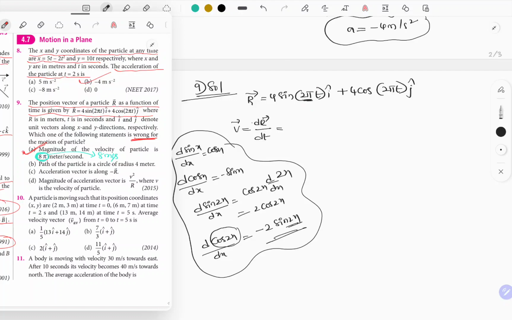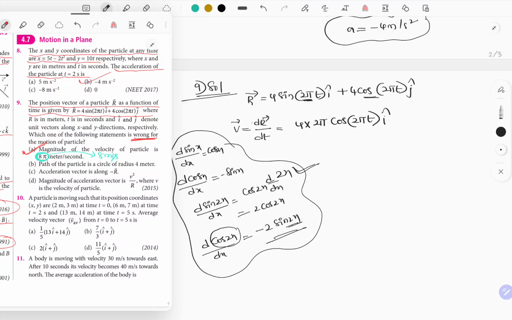Whatever the coefficient is there with respect to t, that comes as a multiplier. Now what is the answer? 4 into 2 pi. Sin differentiation is cos of 2 pi t i cap. This is the rule I have to follow.